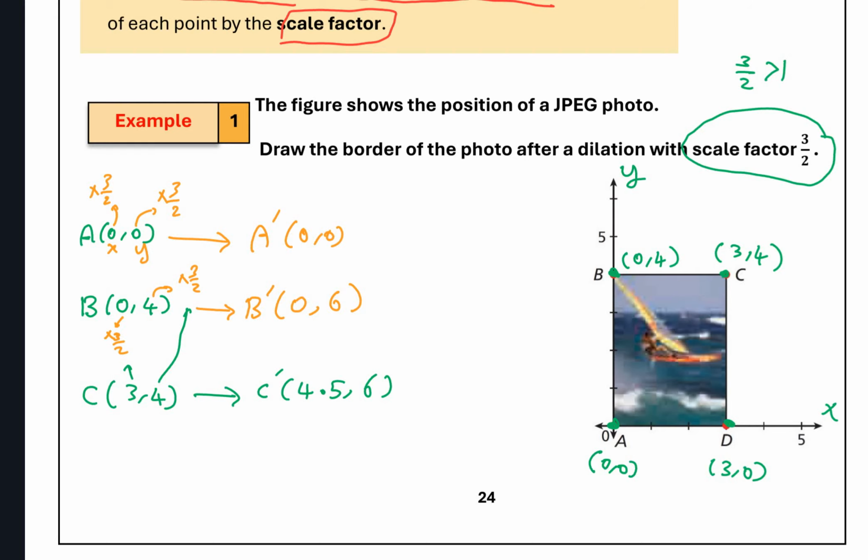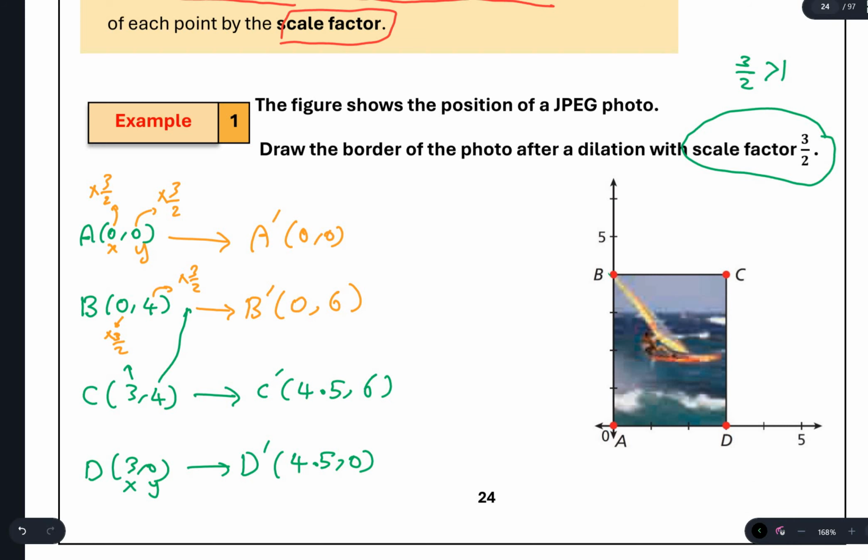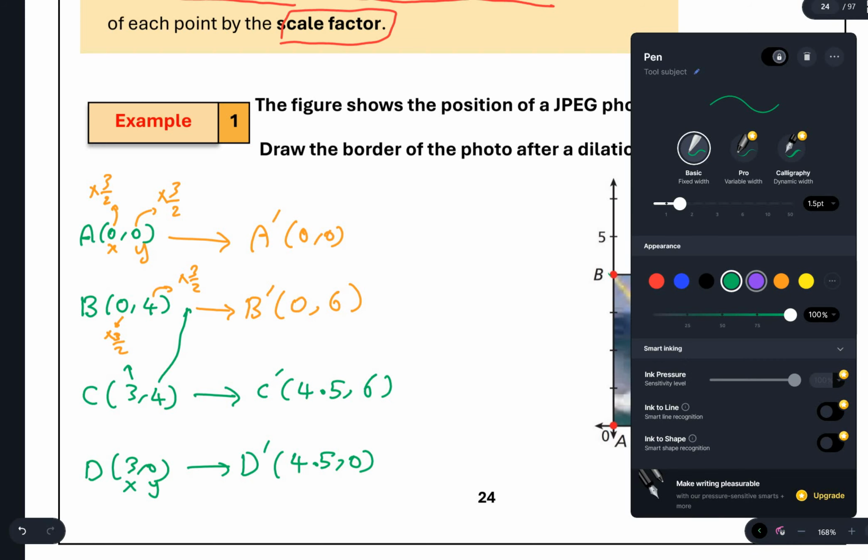And for the last one, which is point D, we have (3, 0). Again, you need to multiply both x and y by 3 over 2. So D dash is going to be 3 times 3 over 2, which is equal to 4.5, and 0. All right, students. And let's change the color to purple maybe.